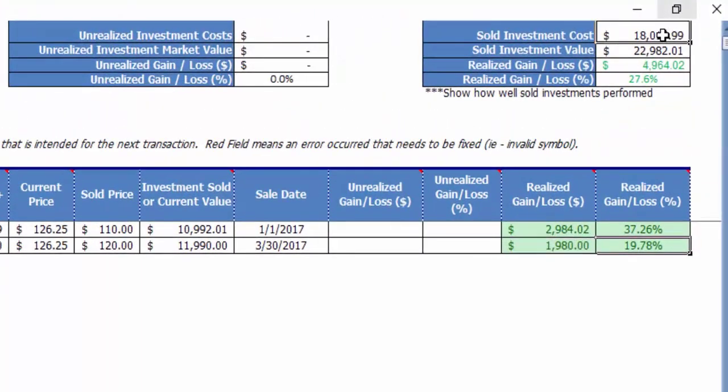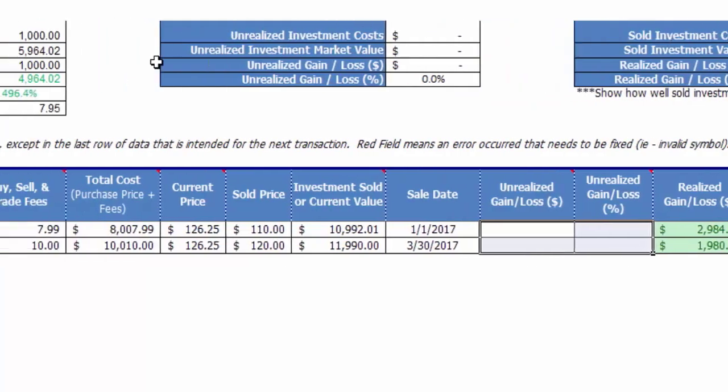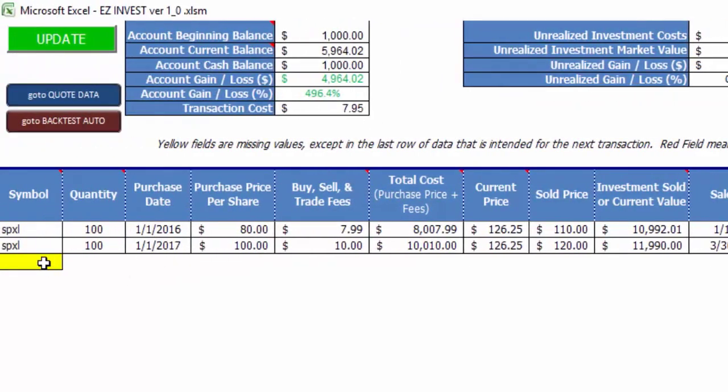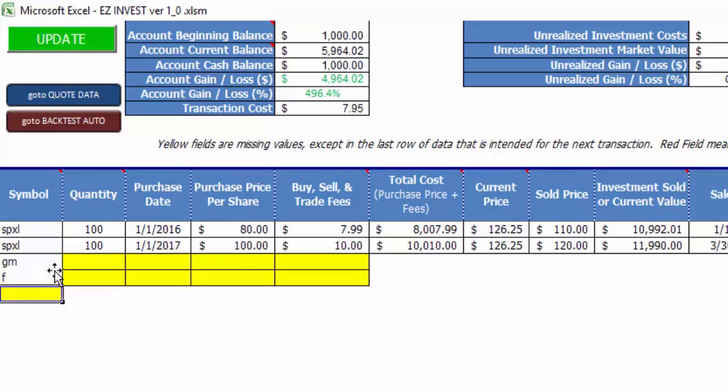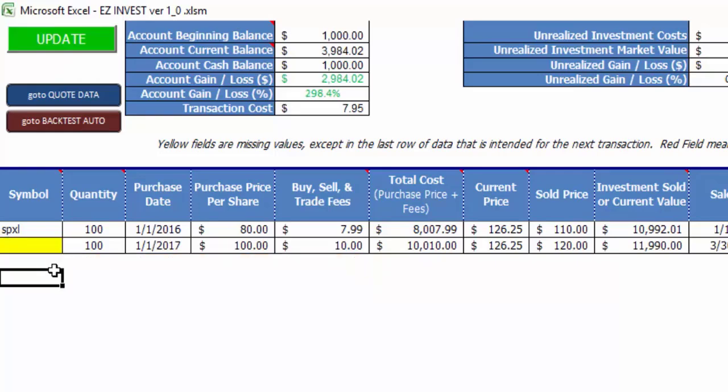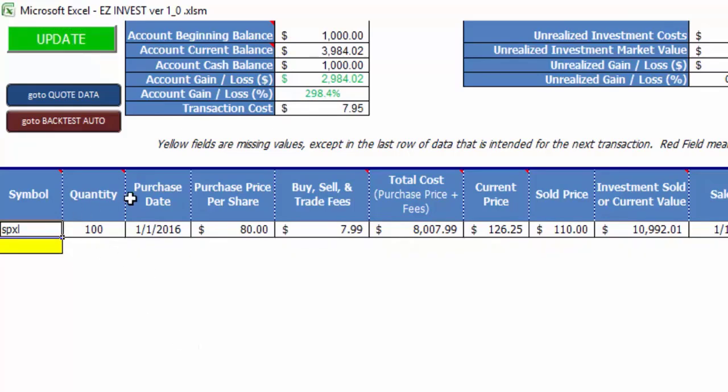You notice up here you no longer have any realized costs that were over here. Everything is in cash again. And we can enter the next transaction. You don't have to use SPXL, SPXY. You can put anything you want in there. If you want to use GM or Ford, every time you enter something in there, it's going to tell you what fields need to be populated for it to run the program and update correctly. If you want to delete anything, you can just delete it and then click update and it'll remove the transaction.